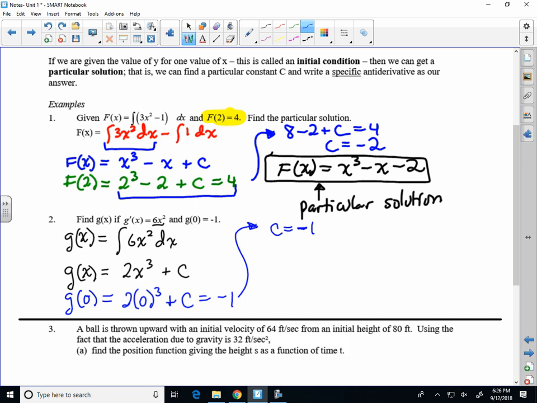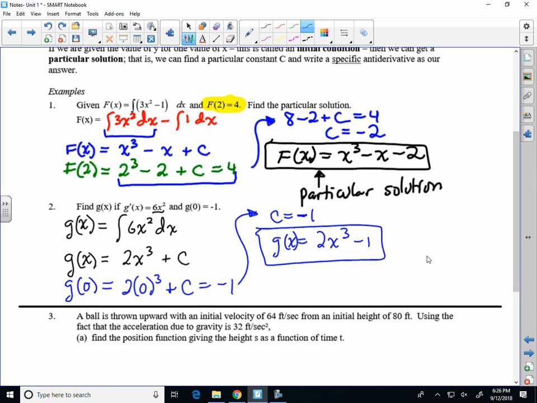All right. But anyway, our final answer would be g of x is equal to 2x cubed minus 1. So now let's kind of move along with this.